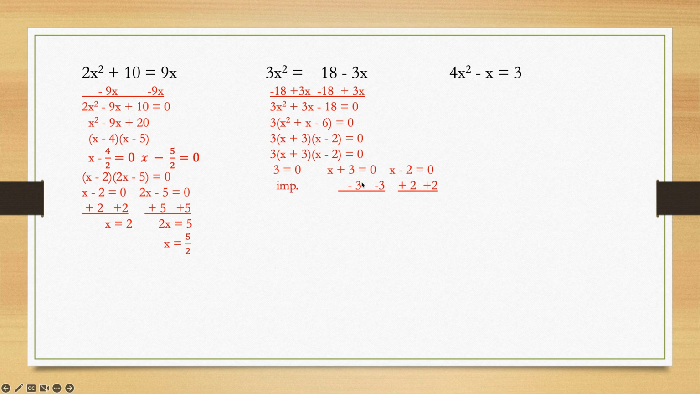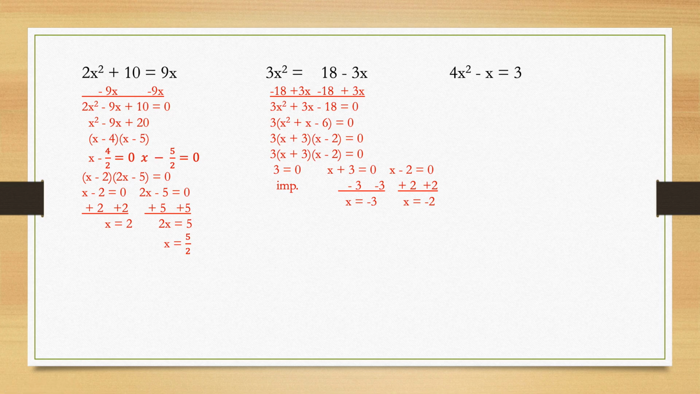We can ignore it. Subtracting 3, adding 2, I get x equals negative 3 and x equals, I didn't fix it all the way. That should say positive 2. X is equal to positive 2. Okay, now the one on the right, get it all on one side, take it from there. Go ahead.